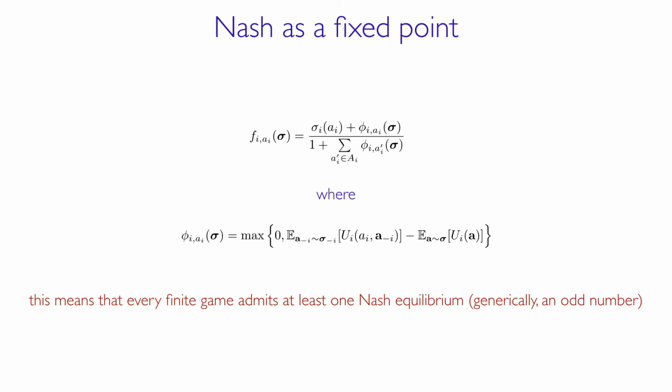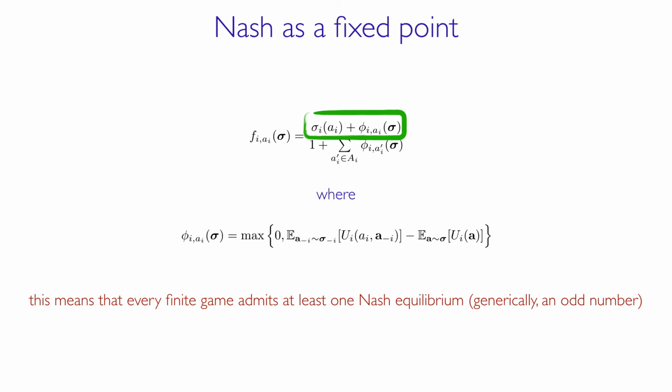Initially, we need to compute the function phi for every action of every player. In phi, we need to compute the difference between the utility of an action and the utility the player is receiving with the current strategy. Then we return the maximum between this value and 0. Function f returns the ratio between two terms. In the numerator, we have the sum of the strategy plus phi.